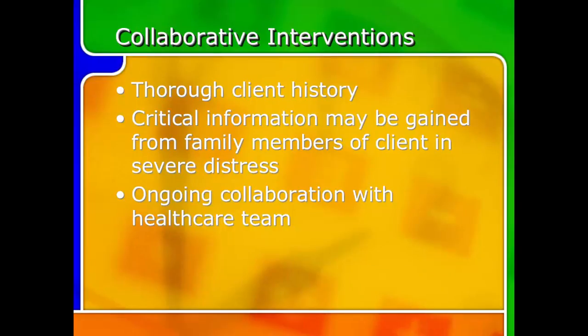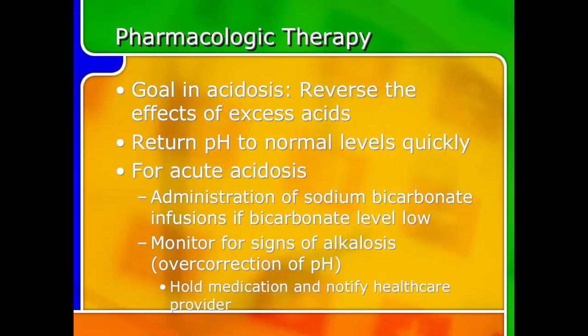Collaborative interventions: thorough client history, including vital signs, risk factors, any cardiac, renal, pulmonary problems, any current medications, medical conditions, and symptoms. Critical information may be gained from family members of a client if they're in severe distress. So you want to include recent eating habits, any history of vomiting. Ongoing collaboration is going to require the entire healthcare team.